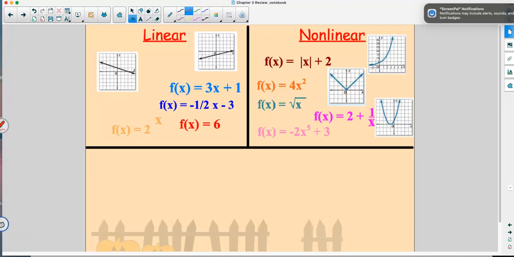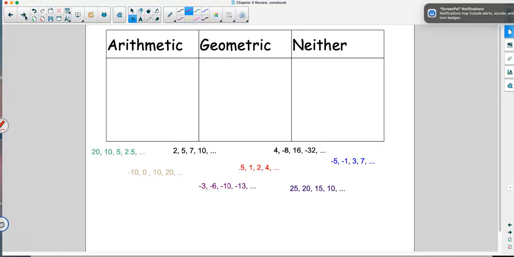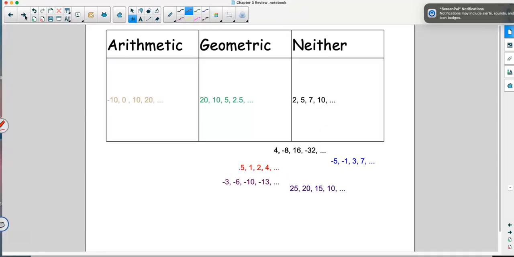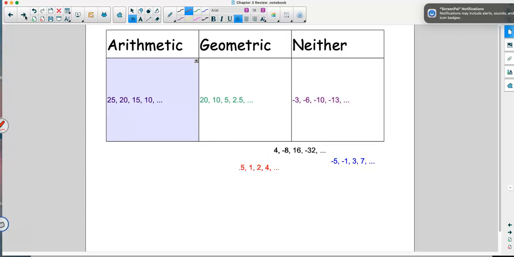Did you get those right? Okay, arithmetic, geometric, or neither sequence. Checking these to make sure that they are correct. We have geometric, we have neither, and arithmetic. This is neither. Oh, it's just going to go on top. This one is arithmetic because it goes down by 5.